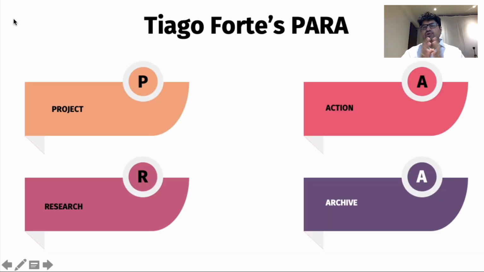Now, what I use is, there is a productivity guru called Tiago Forte, and I've made a modified version of this for Indian medical students, but the system is known as PARA. P stands for project, A stands for action, R stands for research, and A stands for archive. So this is known as the PARA system, right?